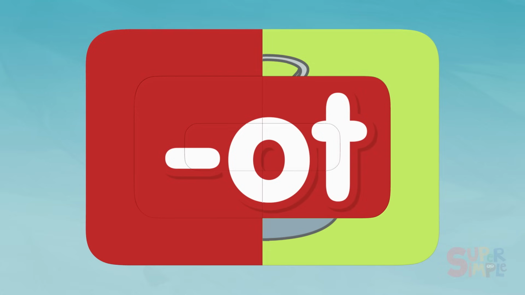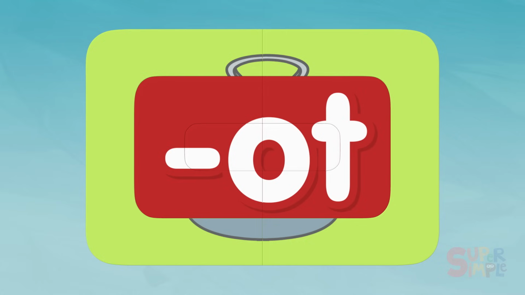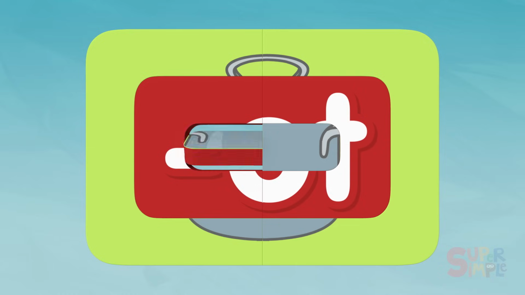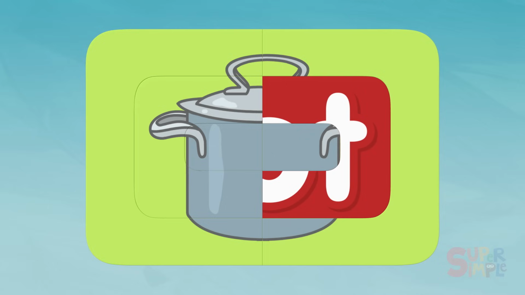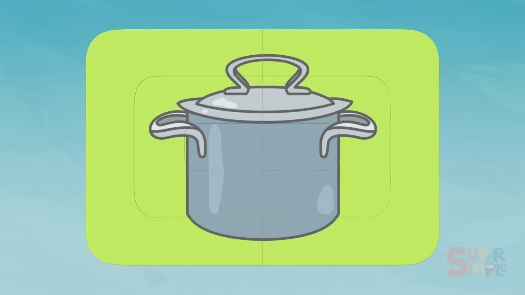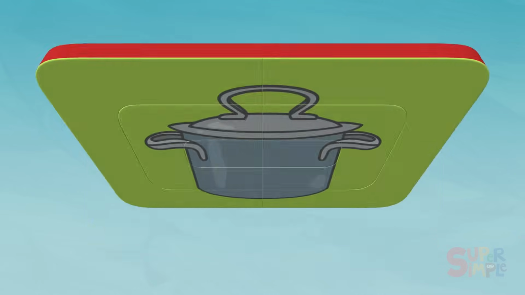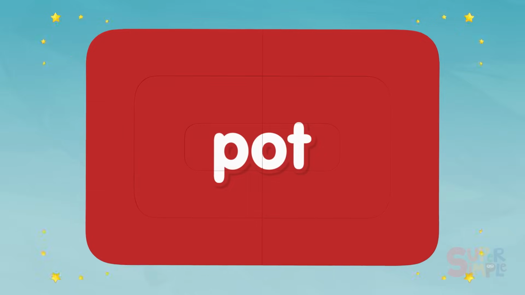That looks like it might be a handle. Same thing on the other side, too. It's something silver. I wonder what it could be. Oh, I think I know what this is. Pot. P-O-T. Pot.